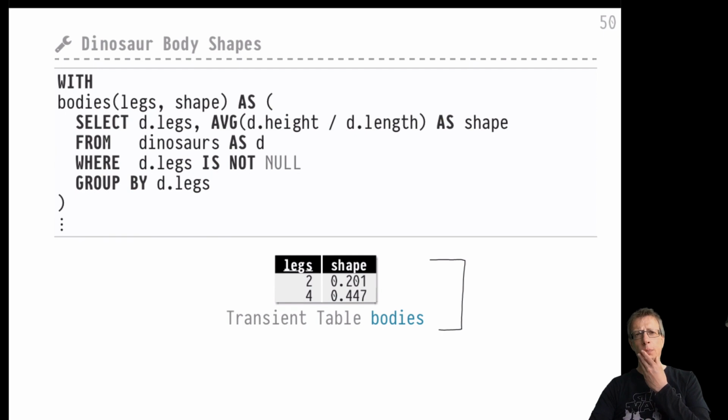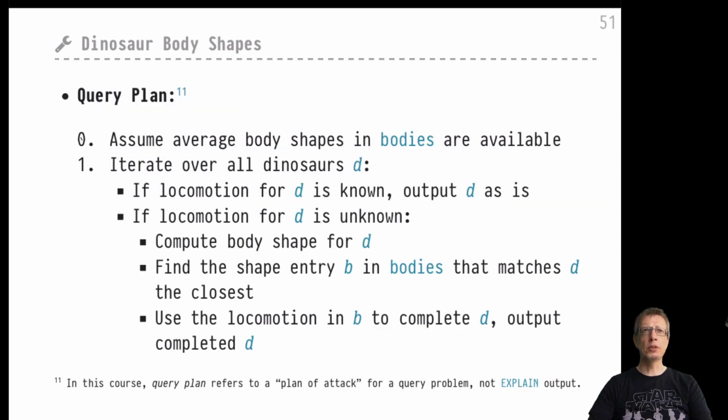So what would be a possible plan to follow and to infer locomotion from the original data and this temporary table bodies that we've already prepared? So the plan would be the following. And when I say plan here, you have already noticed that there is a different notion of plan in the database community. Whenever the DB2 folks or the DB internal folks speak of plans, they mean the output of the explain command. And that's perfectly fine.